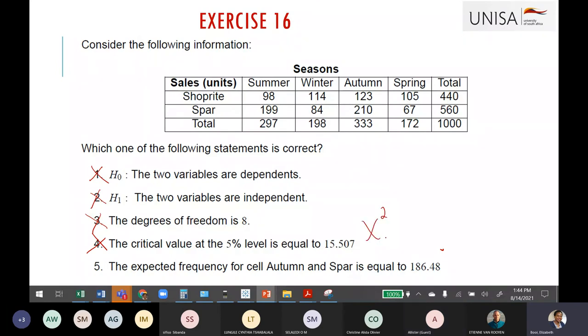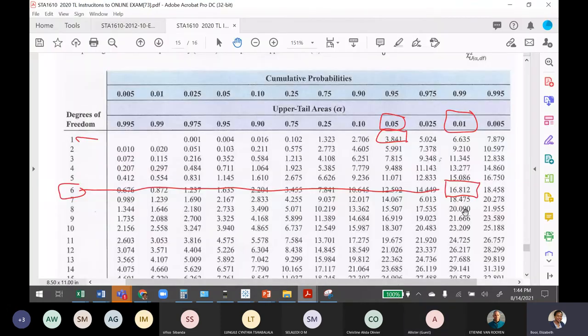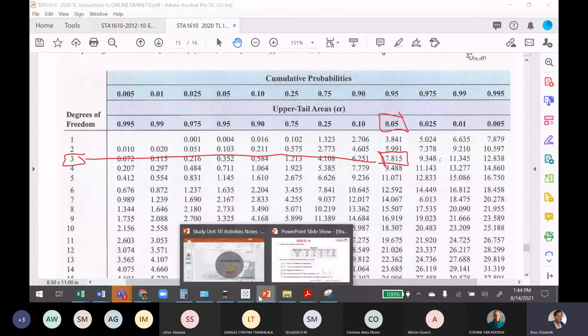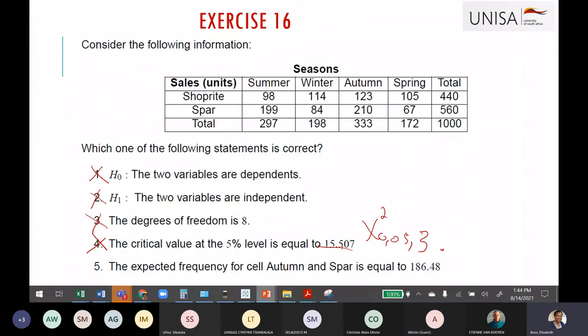So number four, because I don't think everybody agrees, let's check. It's 0.05. And our degrees of freedom, what is it here? It will be three. Going to the critical value for 0.05 and 3, it is 7.815. And this was 15, so it's above 7.815.